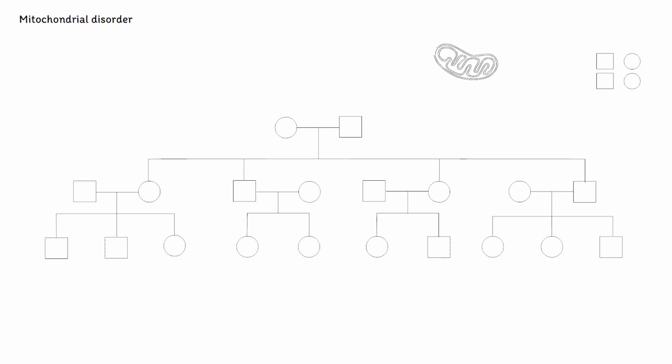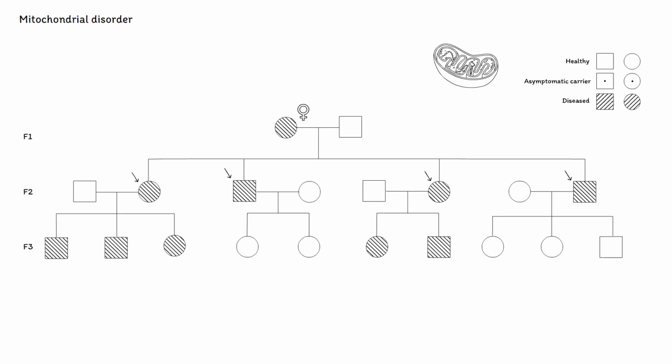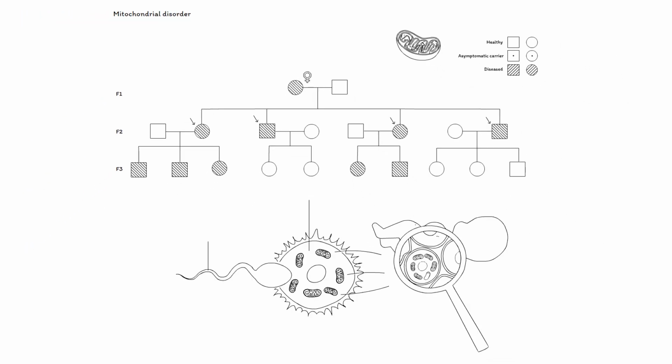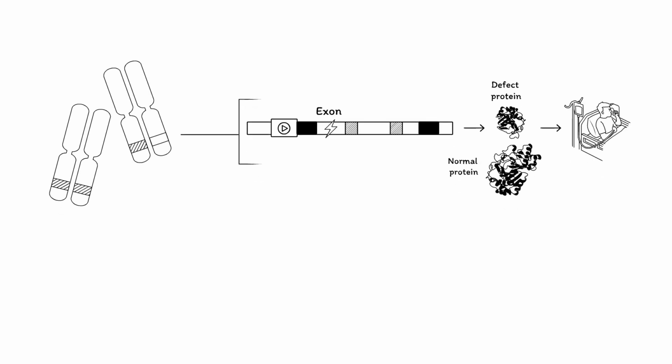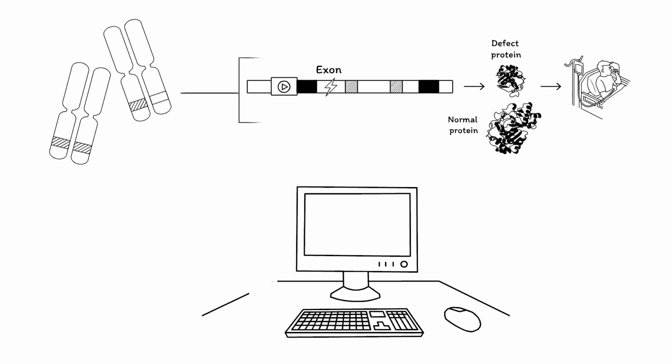Finally, mitochondrial disorders are strictly transmitted from mother to child, as the mitochondrial DNA of the embryo originates from the egg cell of the mother. Mendelian disorders are thus caused by one or two disease-causing variants that have big effects on the function of the gene. In the next video, we will discuss why variants are potentially so damaging that disease may arise.